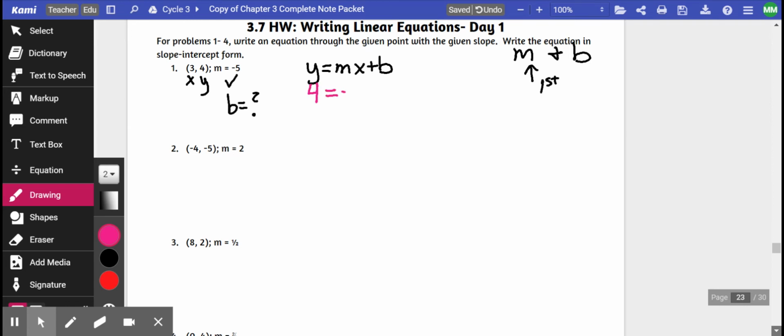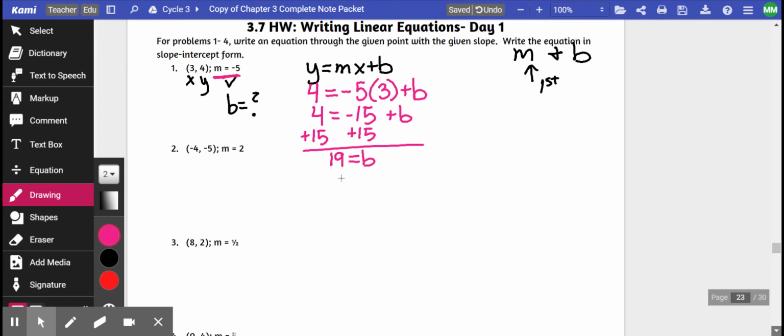M is negative 5. X is 3. Now I'm just going to solve for b. So that would be negative 15. And then I'm going to add 15 to both sides. So I get 19. Okay, those are the two things that I needed, M and B. So I have y equals negative 5x plus 19.